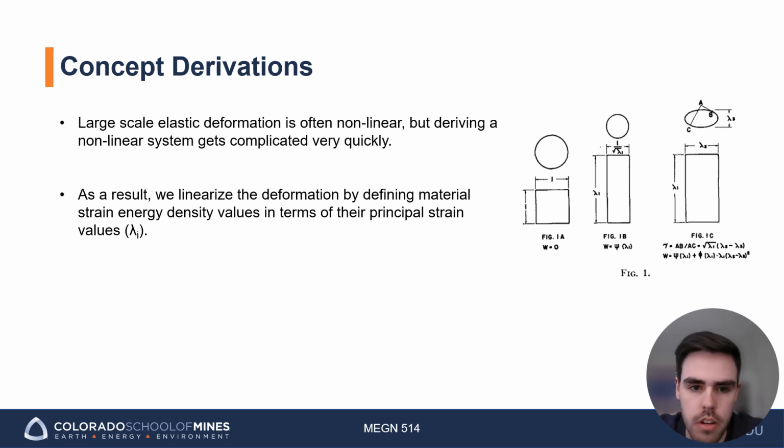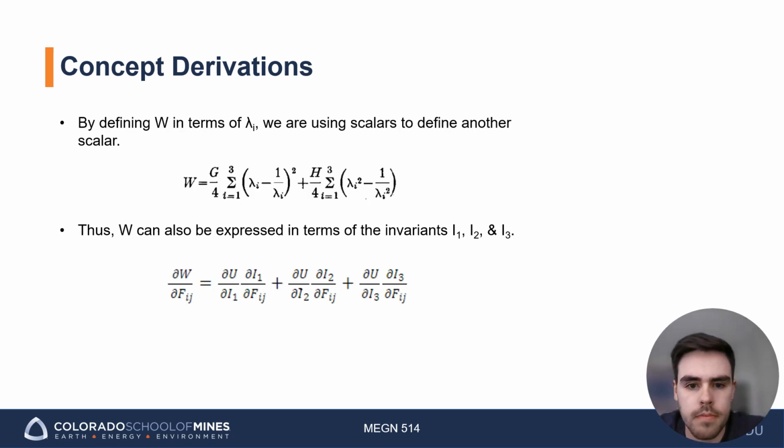So in other words, we are defining the strain energy density function, which is itself a scalar. We are defining it in terms of other scalars rather than defining it in terms of tensors and vectors. By defining W in terms of our principal strain values, or in this very specific case for this paper, they use stretch rather than strain values.